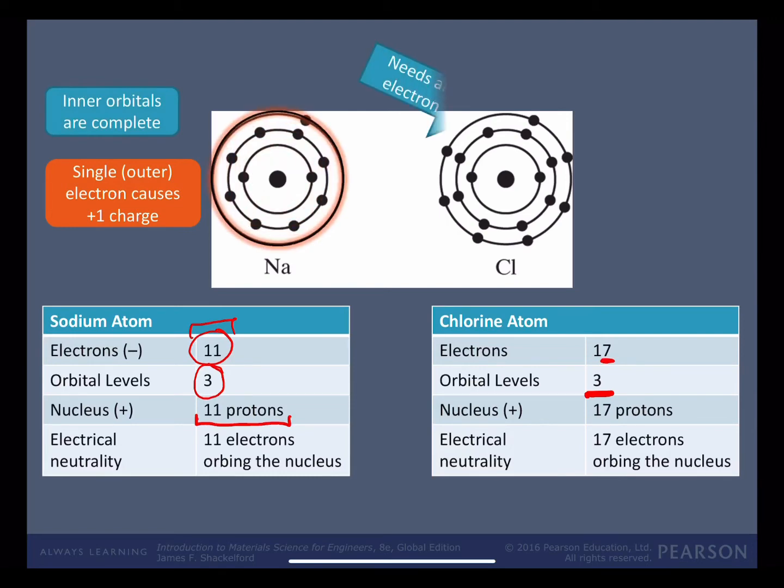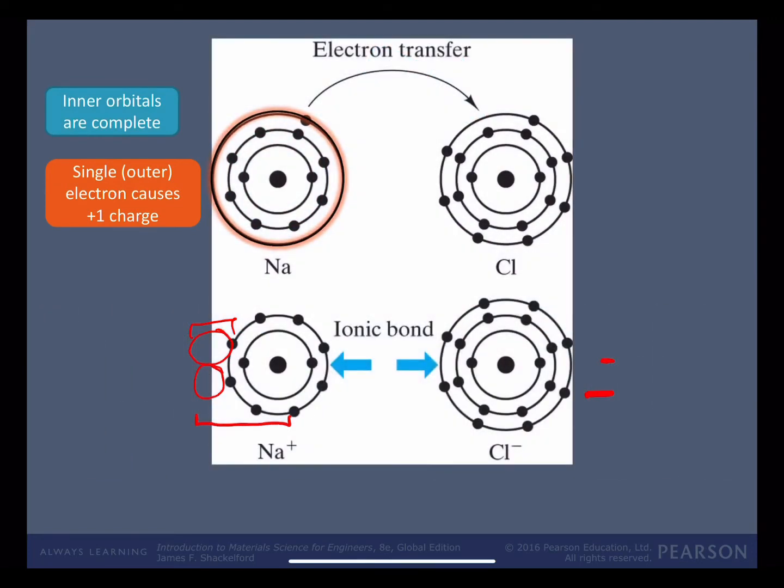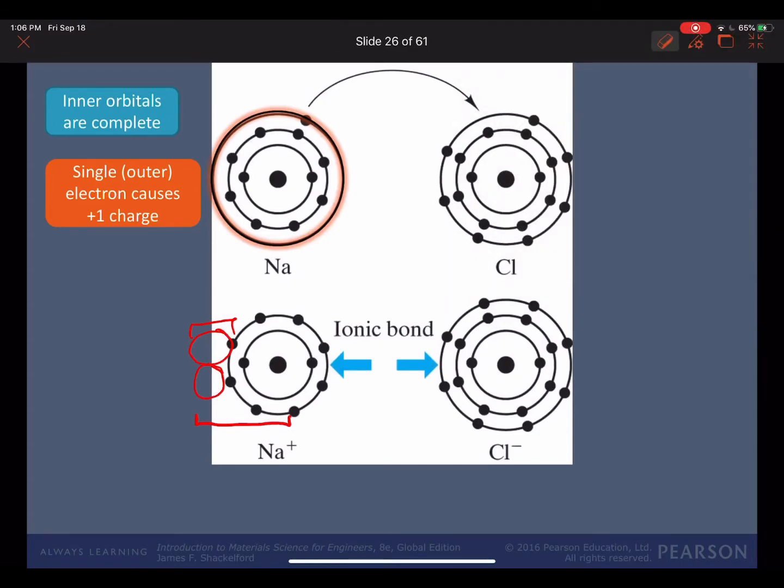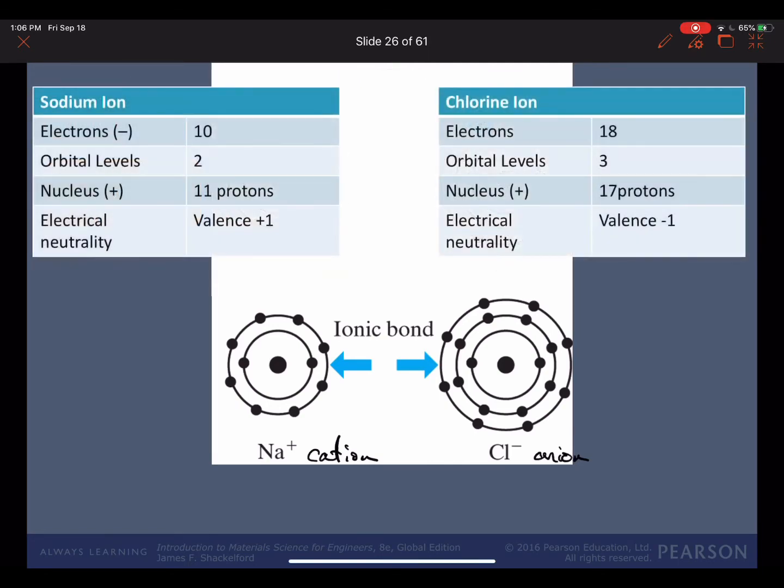Okay, and then following that transfer, we have formed ions, the sodium cation and the chloride anion, and we see that an ionic bond can now form because we have charges. So showing that here by just taking an examination of everything again.